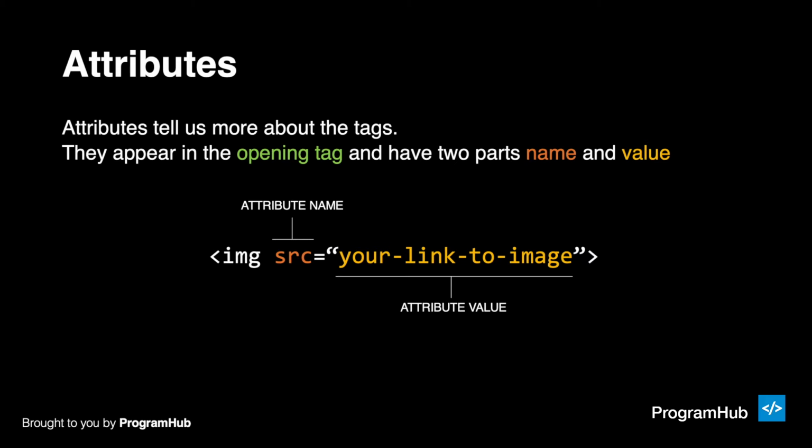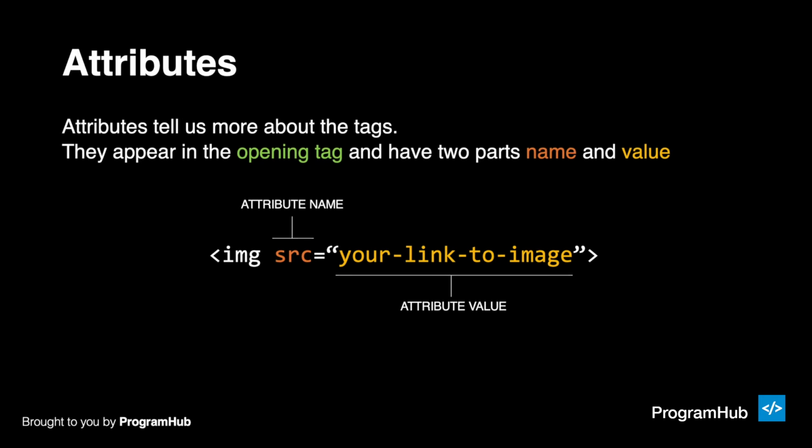So all the attributes have two parts, name and a value, and there are many more attributes other than this that we'll be learning in our videos to come. I hope now you understand what attributes are. Now let's try to learn the image tag.